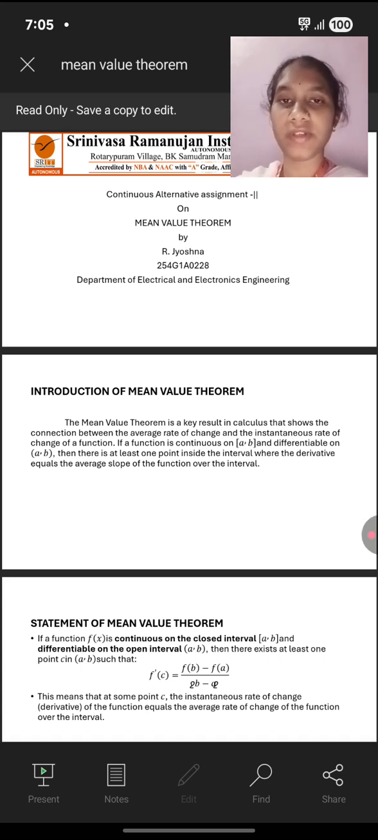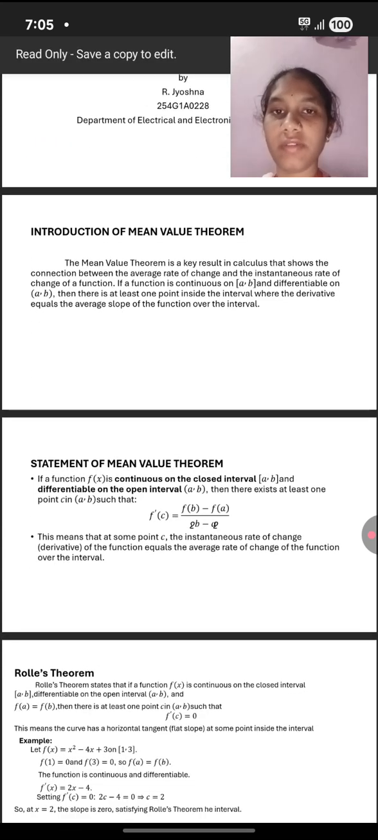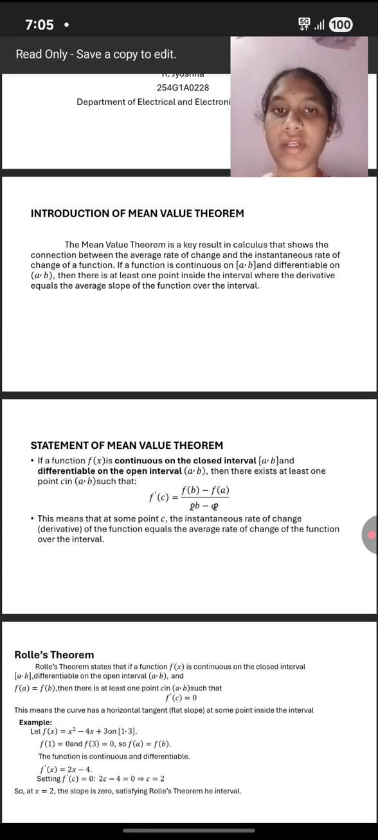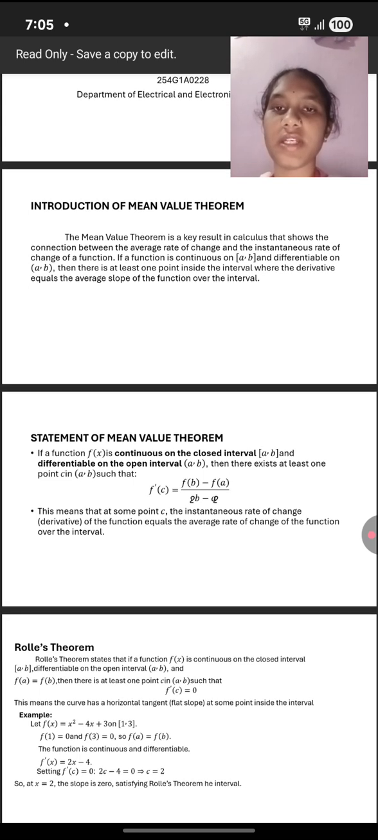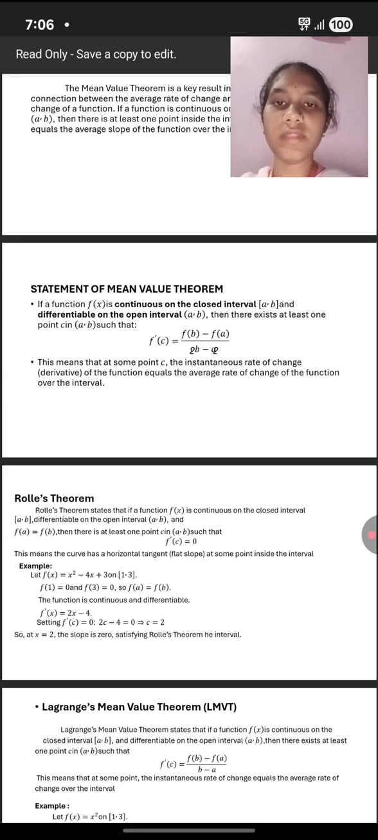Today my topic is mean value theorem. Introduction of mean value theorem. The mean value theorem is a key result in calculus that shows the connection between the average rate of change and the instantaneous rate of change of a function. If a function is continuous on [a, b] and differentiable on (a, b), then there is at least one point inside the interval where the derivative equals the average slope of the function over the interval.